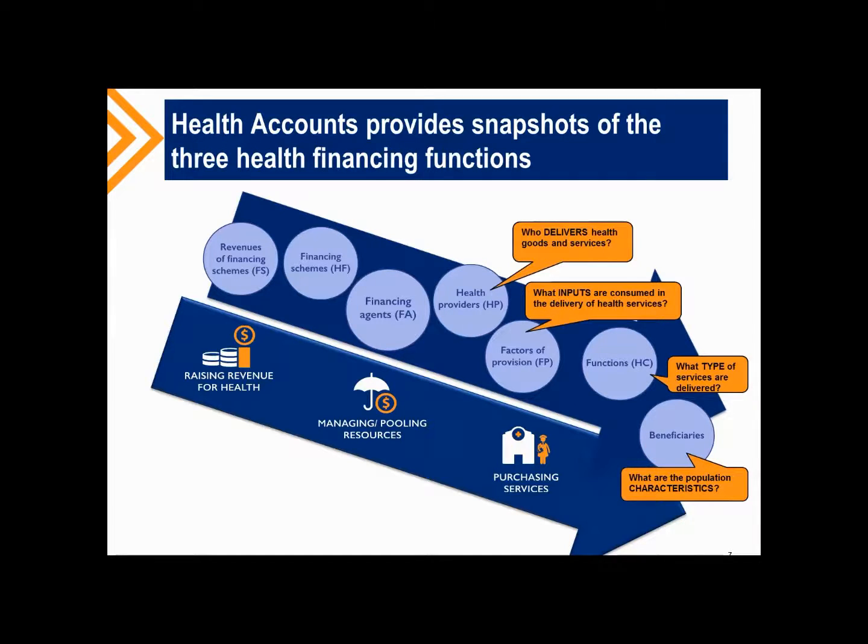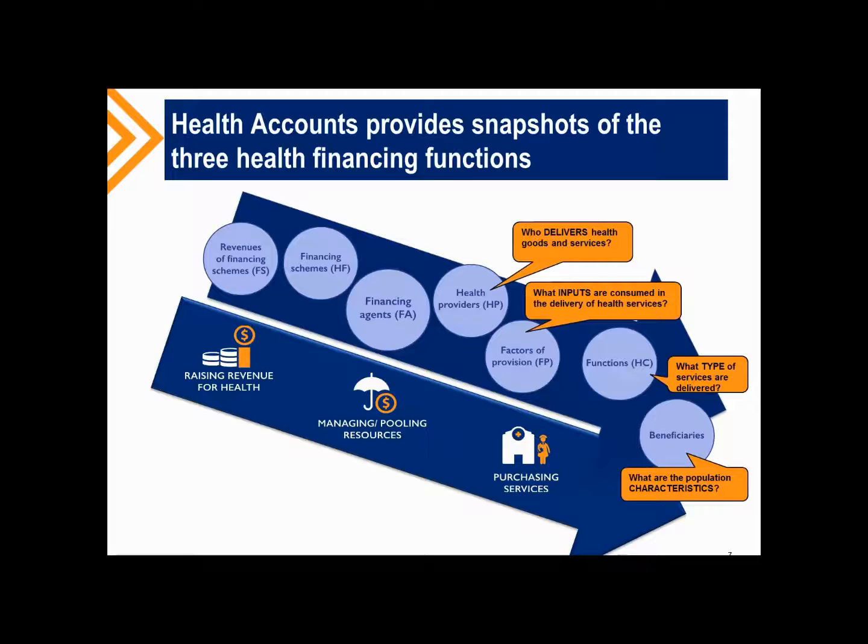And then finally, when we get to purchasing services, there you can see there are several classifications. The first answers the question of who actually delivers the health goods and services. And these would be institutions such as hospitals or clinics or pharmacies. When we get to the next level, we're talking about different types of inputs that are consumed in the delivery of health goods and services. So you can think of this as maybe staff wages or salaries or equipment or medical goods.